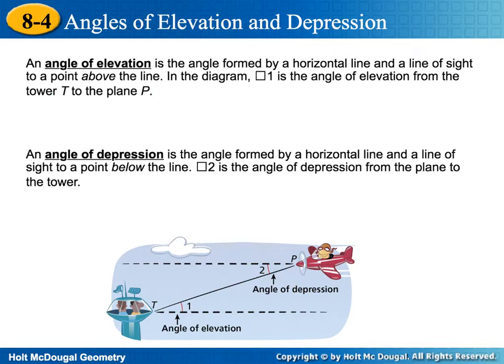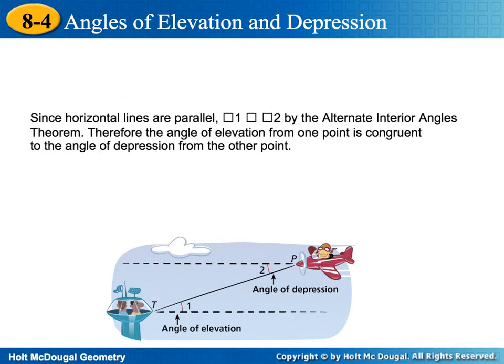The angle of depression is the angle formed by a horizontal line, so here's the horizontal line, and a line of sight below the point. So they're looking down on the tower, looking below, pressing down below the sight. Angle 2 is the angle of depression from the plane to the tower. Since horizontal lines are parallel, angle 1 is congruent to angle 2 by the alternate interior angles theorem. Therefore, the angle of elevation from one point is congruent to the angle of depression from the other point.